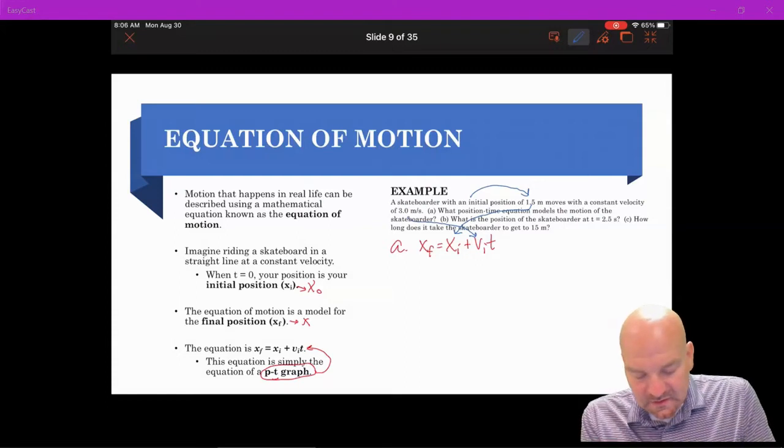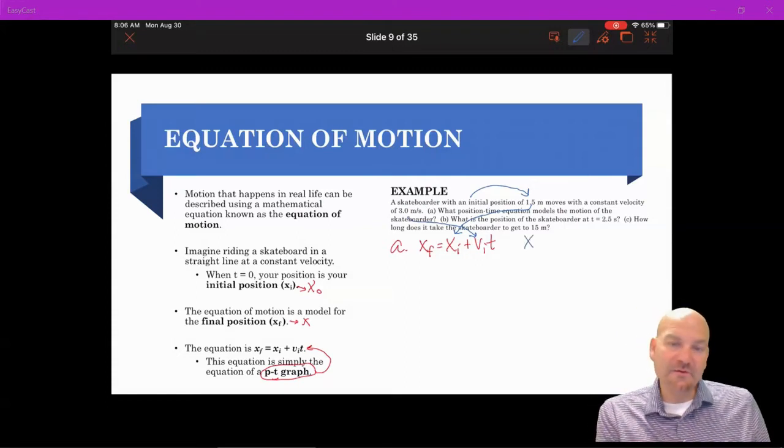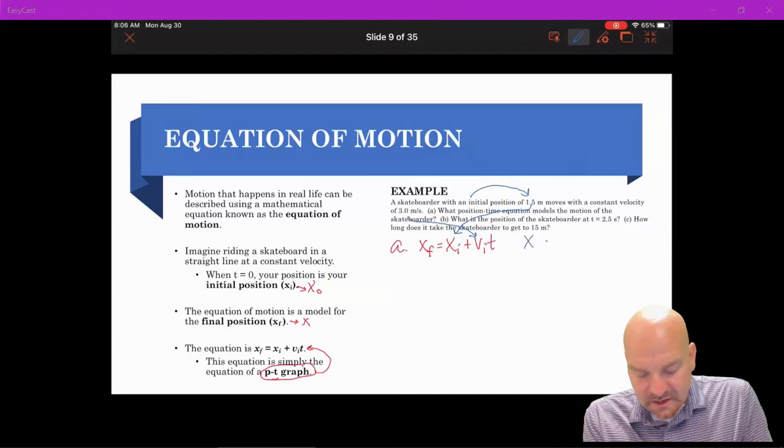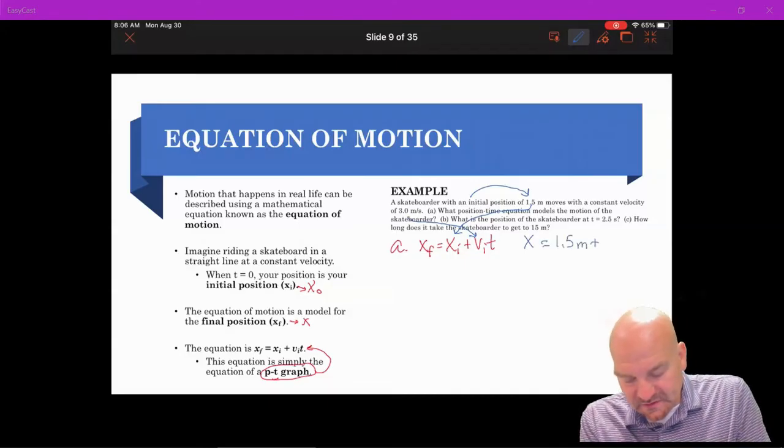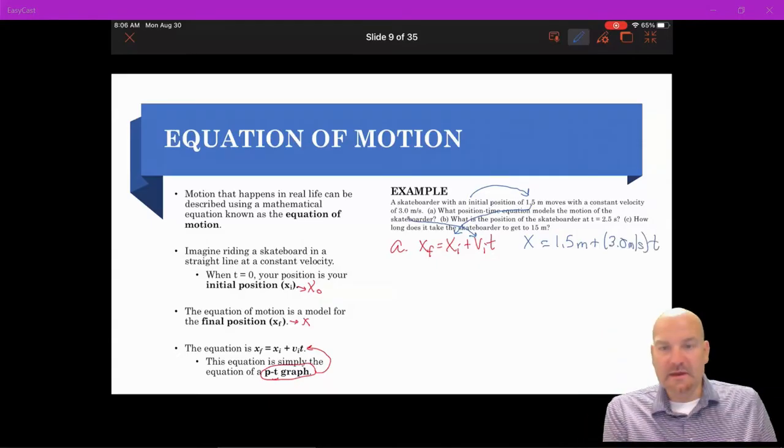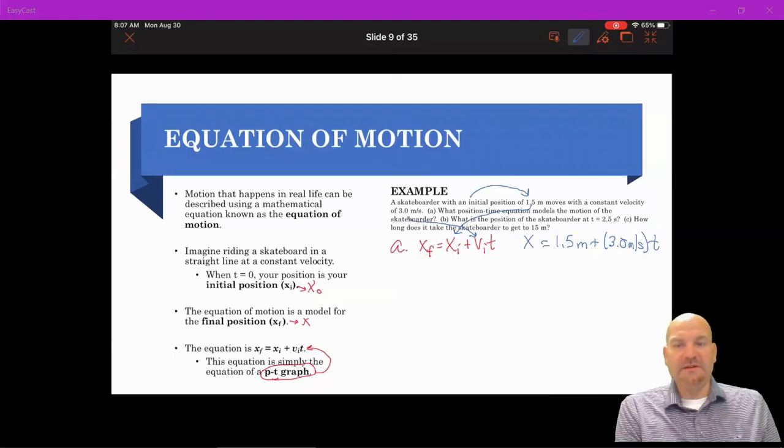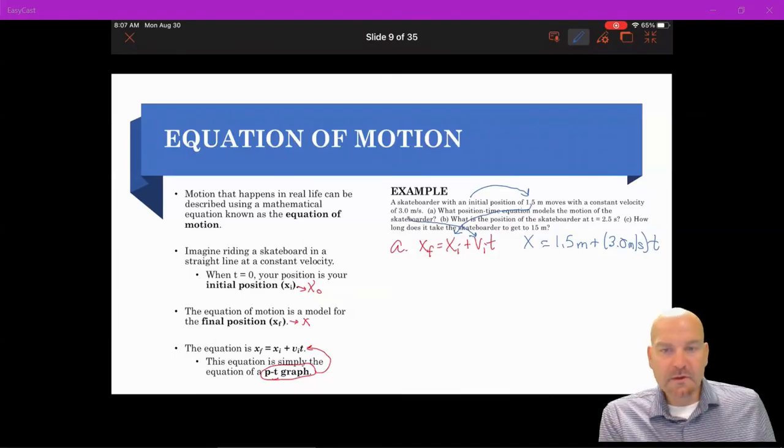All I have to do is, this equation is solving for x or xf. So now I just plug in my numbers: 1.5 meters plus 3.0 meters per second times time. That's my answer to part A. That is what models the motion of the skateboarder.